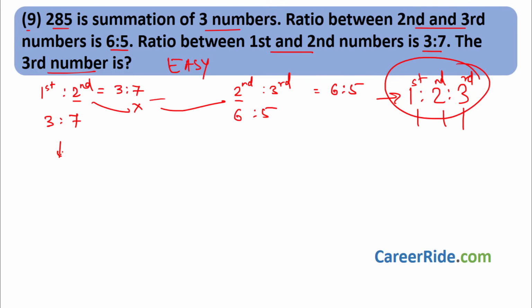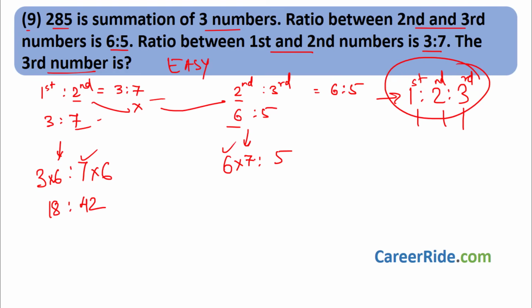How to do it? Take this 3, 7. The two values are 7 and 6. We already have 7, multiply by 6. Multiplied by 6, 6 3s are 18, 7 6s are 42. Take this 6, 5. The two values of the second number are 7 and 6. We already have 6, so multiply by 7 throughout. What do we get? We get 42 is to 7 5s are 35. So the values of the second number are now the same.